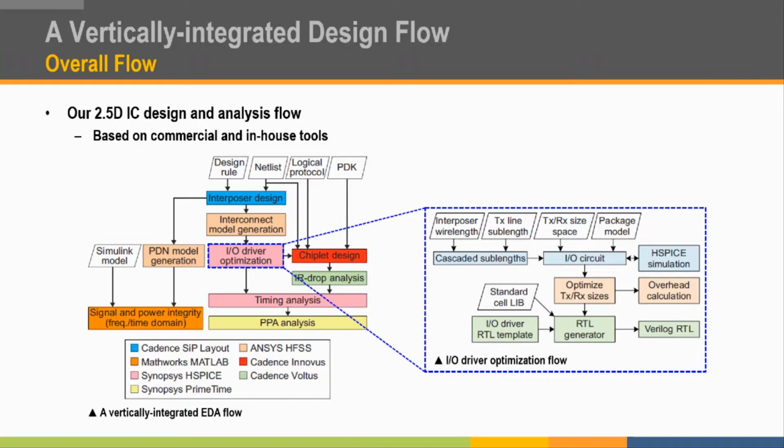In I/O driver optimization, we generate multiple sizes of Intel's AIBs according to the wire length distribution of the interposer. First, we implement the target interposer wire lengths as SPICE subcircuits by cascading TX line models from HFSS. Then, we perform the simulation over the wide search space of TX RX sizes and select the combination with the minimum propagation delay. A Verilog netlist with selected TX RX sizes is generated and delivered for the chiplet design stage. Finally, we perform various analyses including PPA, SI, and PI for the design validation.